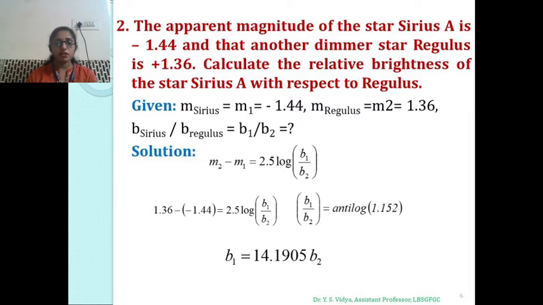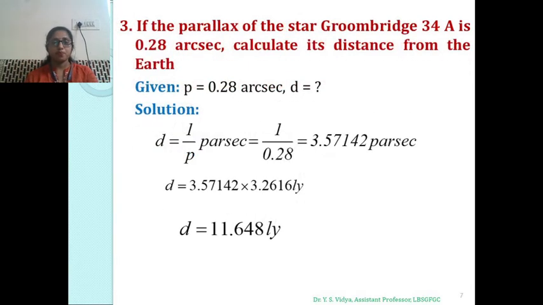We know the formula m2 minus m1 is equal to 2.5 into log of B1 by B2. m2 is 1.36 minus m1, which is -1.44, equal to 2.5 into log of B1 divided by B2. When we calculate these values, we get B1 by B2 equal to antilog of 1.152. This antilog of 1.152 is 14.1905. So, B1 is equal to 14.1905 times that of B2.